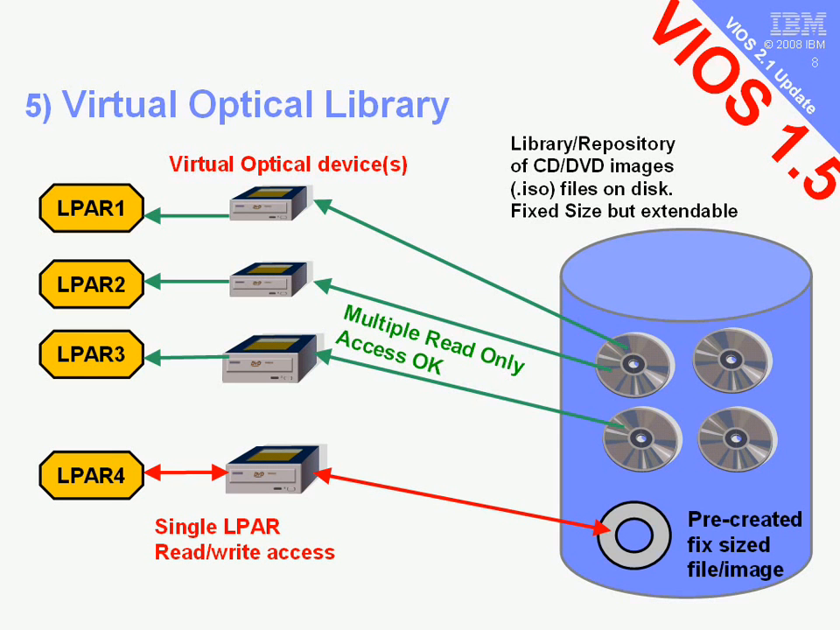We can also have a read-write device. In this case, we pre-create an empty file of a certain size, and then when we connect it to a logical partition, this behaves like a writable DVD drive, and we can actually do a backup into that. This is particularly nice because we can then back up our logical partition, and we end up with a file on the VIOS server, and we can back it up from there.